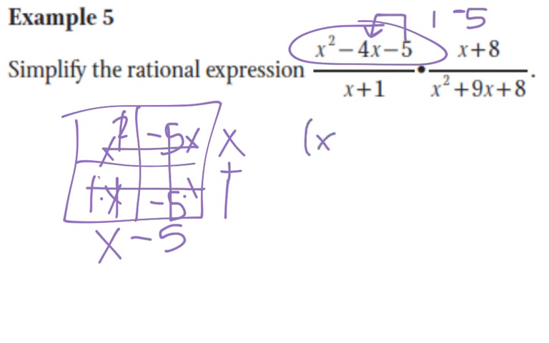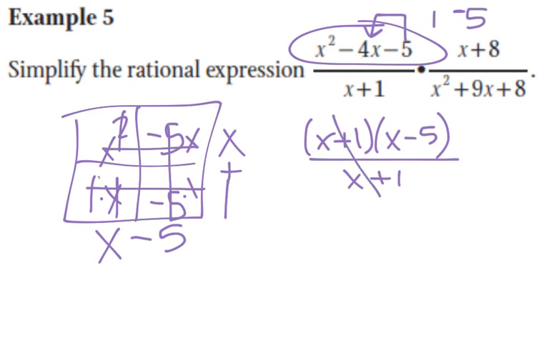So I get x plus 1 over x minus 5 here on the left, over x plus 1, which I should notice right off the bat, I can eliminate. So, we got x plus 8 here. So let's factor this one and see what that gives us.